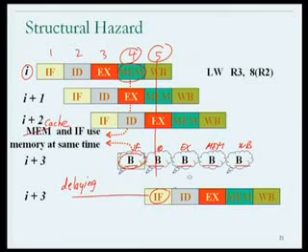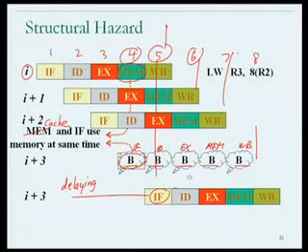You'll notice that there is a performance consequence of doing this. You'll notice that in cycle 5, one instruction completed. In cycle 6, another instruction completed. In cycle 7, another instruction completed. But in cycle 8, no instruction completed. It was only in cycle 9 that the next instruction completed.